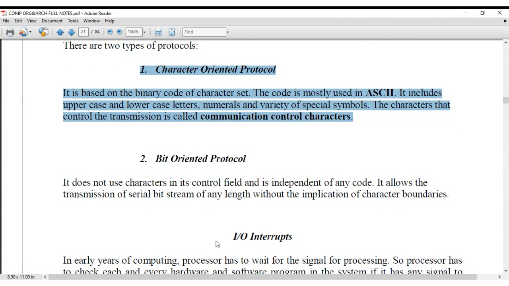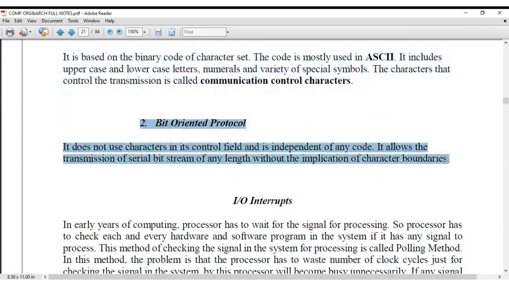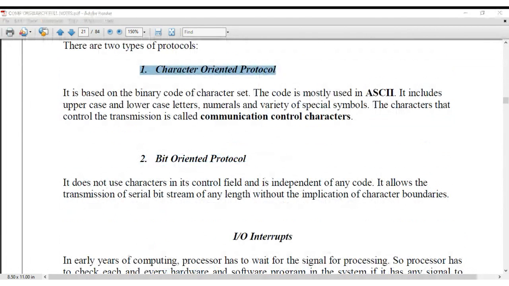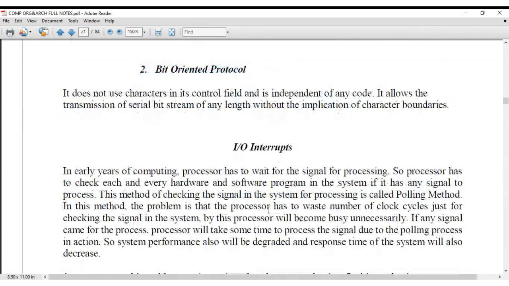So that is the difference between character-oriented protocol and bit-oriented protocol.